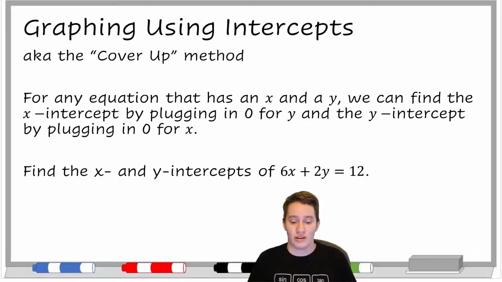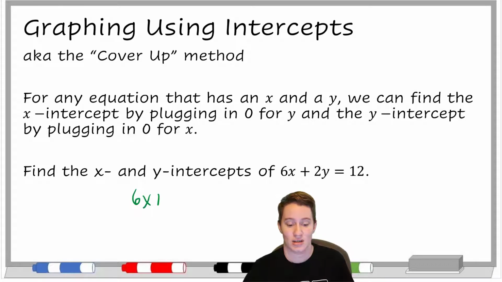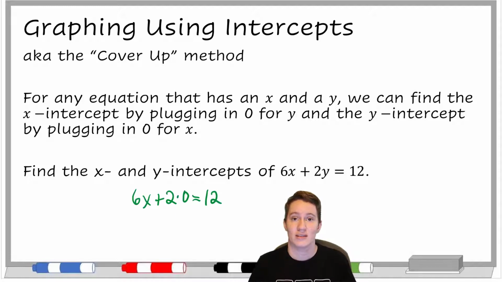So if I want to find the x-intercept, I put a 0 where y is. So I'm going to do this over here a little bit. 6x plus 2, where y is, I'm going to put 0. And here's why it's called the cover-up method, because when I put that 0 where y is, 2 times 0 is 0. So we could just cover up that and then continue solving.